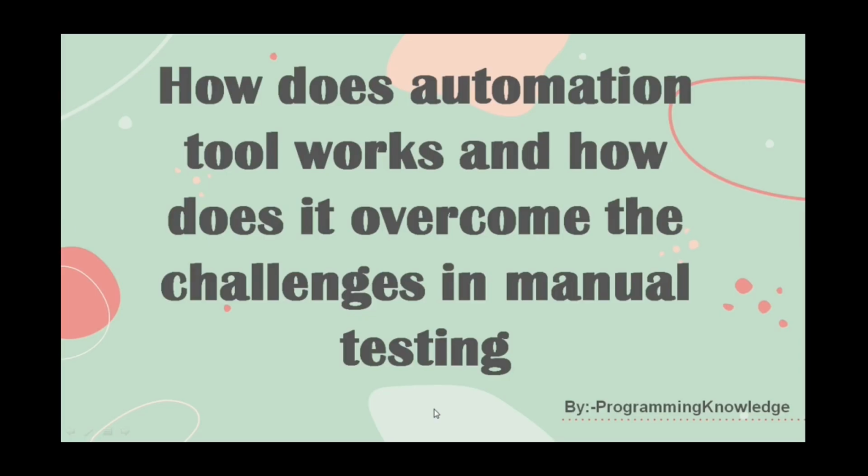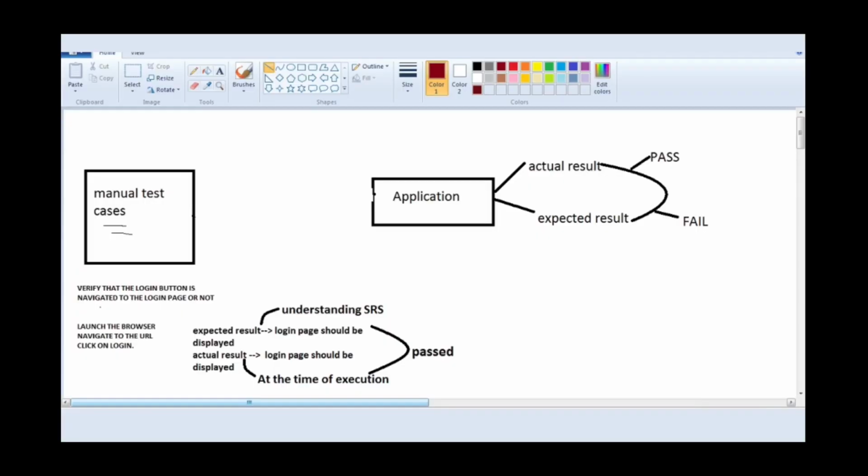In the previous tutorial, we saw the challenges faced in manual testing, that is retesting and regression testing. We also saw the difference between the two. Now let's see how the automation tool works. We will also understand how it overcomes the challenges in manual testing. So let's get started. We have some manual test cases here.